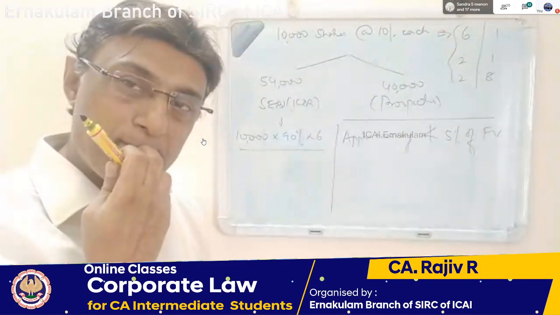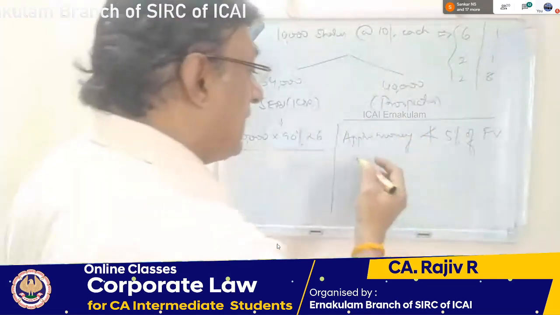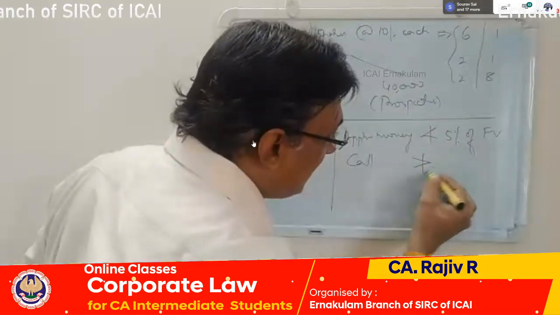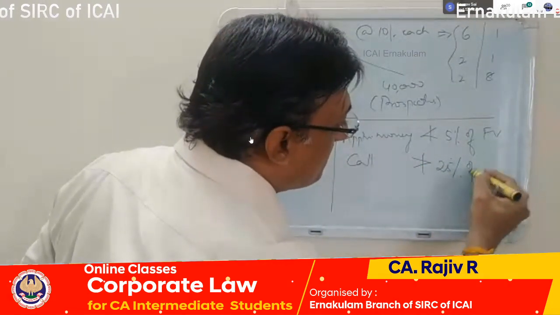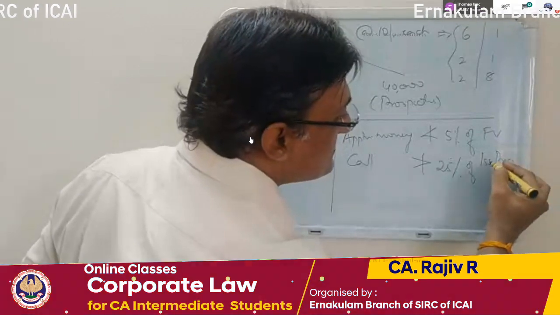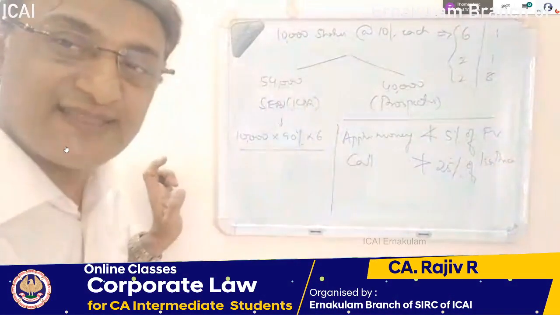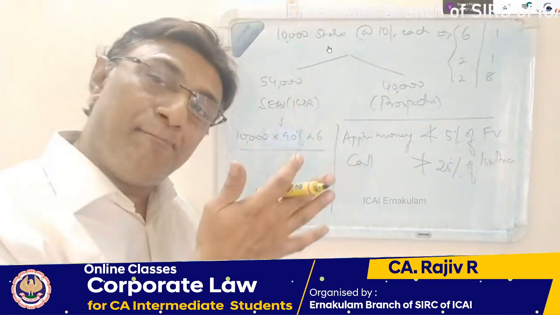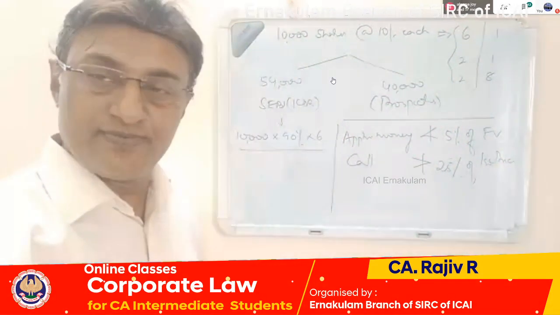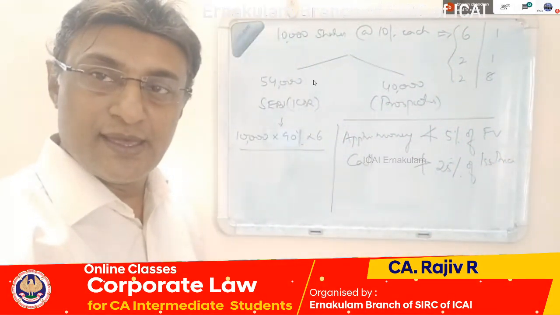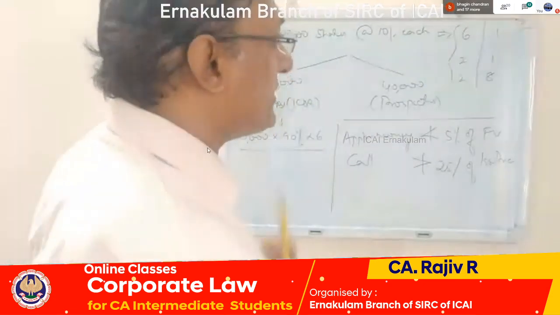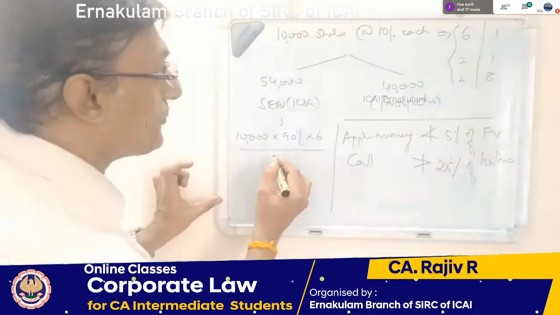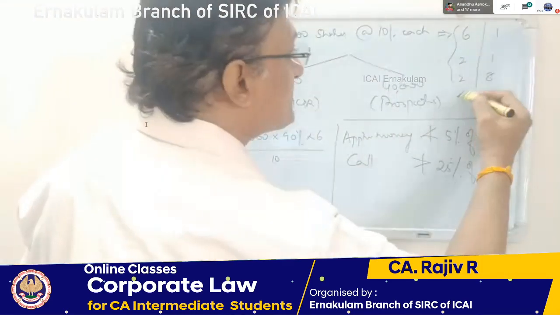But there's a catch. The Act says the amount on call should not exceed 25% of issue price. That's the catch. It's a way of indirectly putting it the other way around. So now, suppose I take the same thing, I don't want to disturb that. 10 rupees, look at this, satisfies the condition.